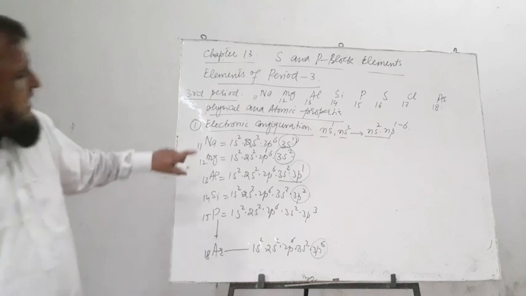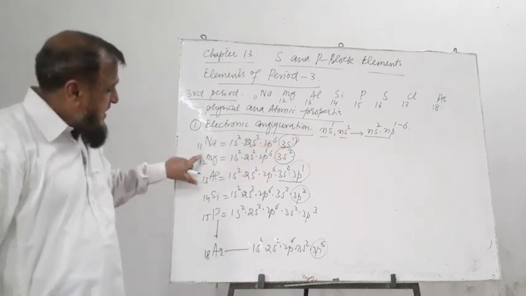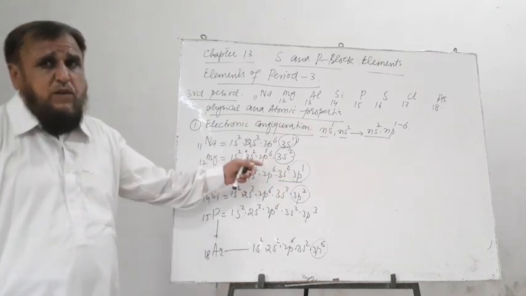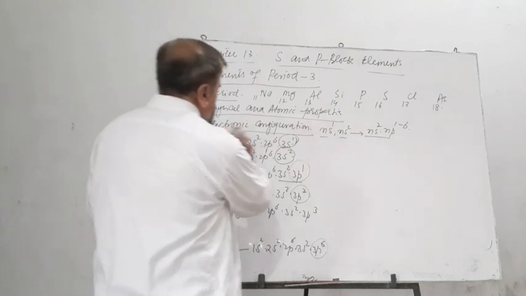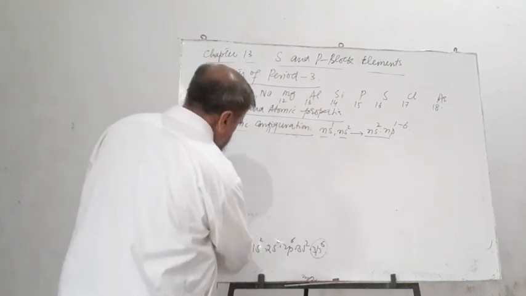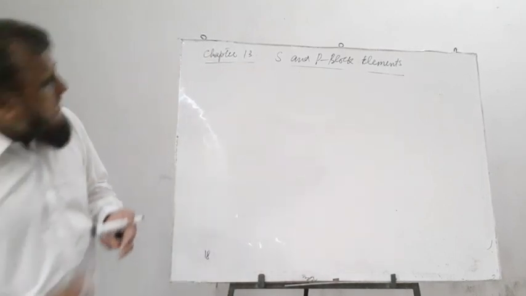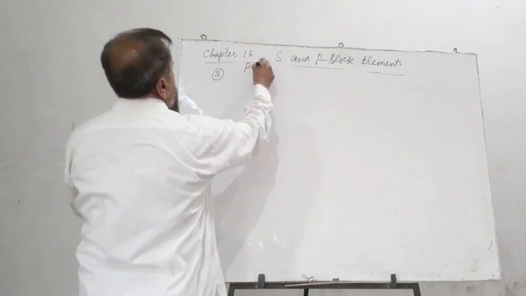In case of s block elements, the configuration will be either ns1 or ns2, and in case of p block elements, the configuration will range from ns2, np1 to ns2, np6. The second property of period 3 elements is the atomic radius.